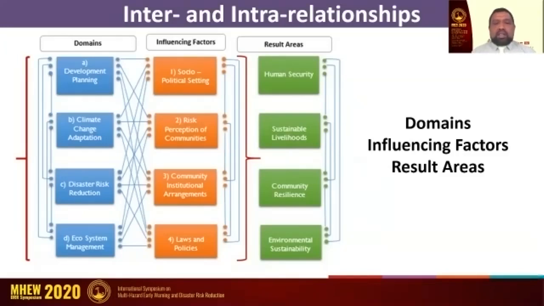Then the third influencing result area is community resilience. It will help us to ensure the ability of the community to utilize its resources and use development planning to better respond to disaster and climate change impacts. Then the fourth result area is environmental sustainability. It helps us to prevent environmental degradation, and it also allows for long-term ecological quality.